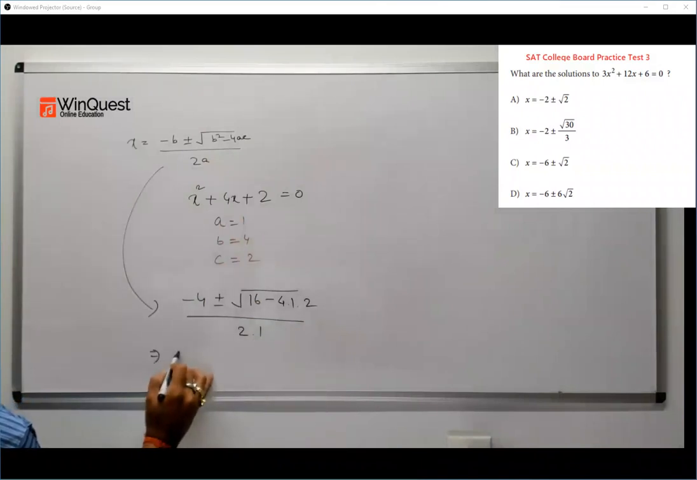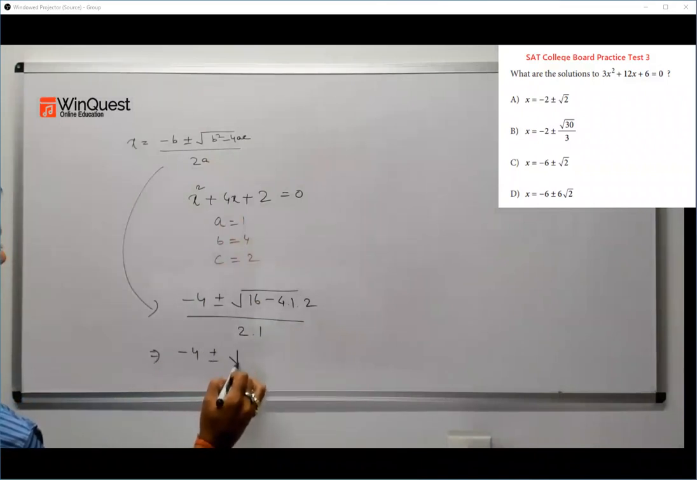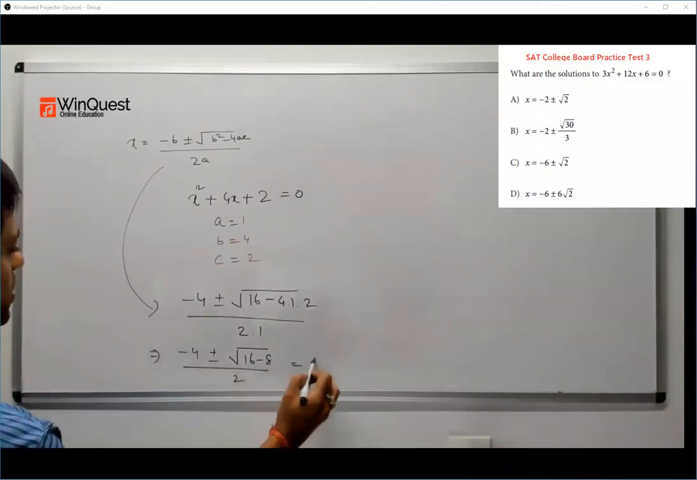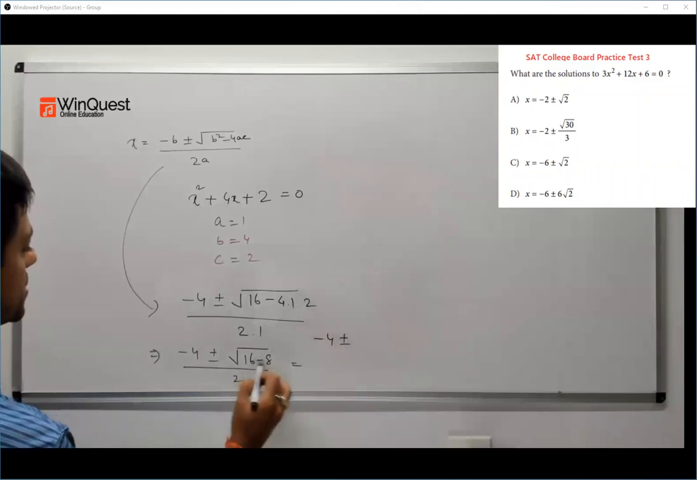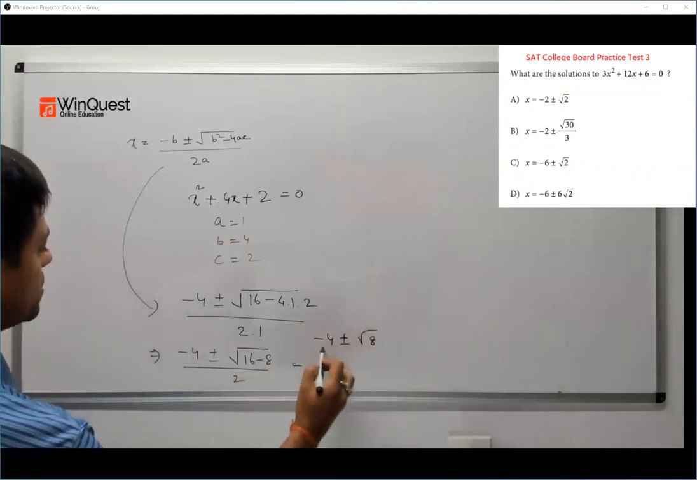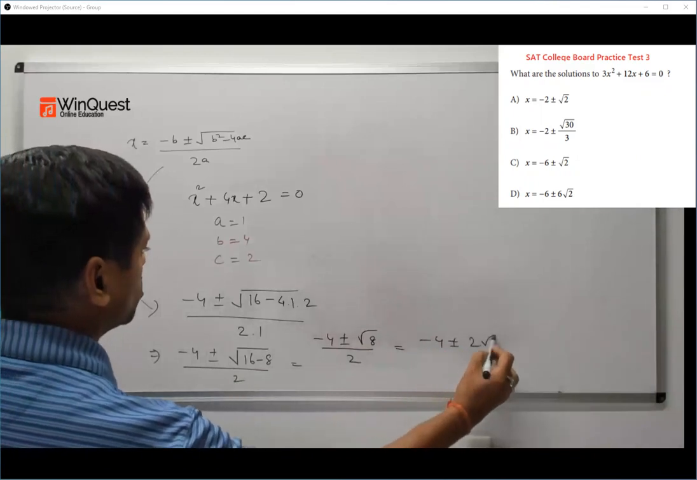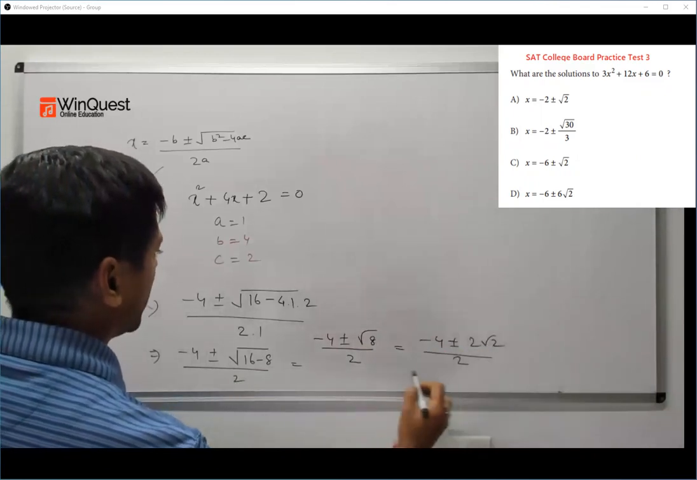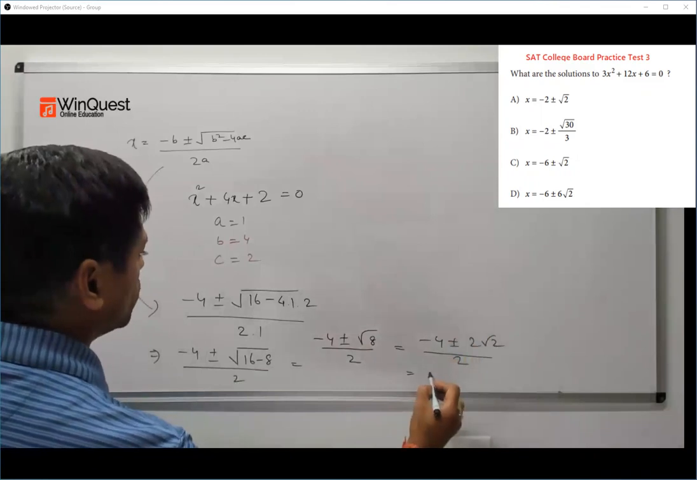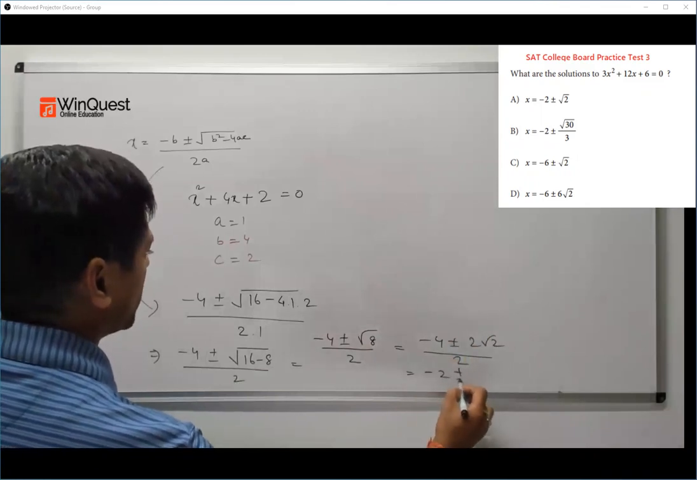Done. Minus 4 plus minus root of 16 minus 8, divided by 2, equals minus 4 plus minus root of 8, divided by 2. This means minus 4 plus minus 2 root 2 by 2. And overall, this means minus 2 plus minus root 2.